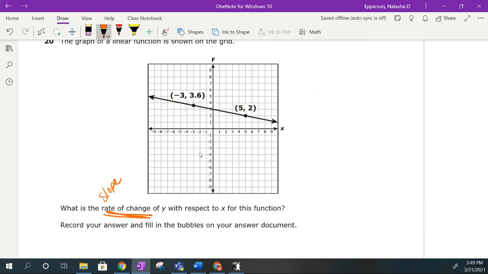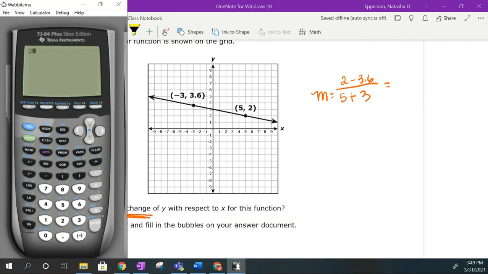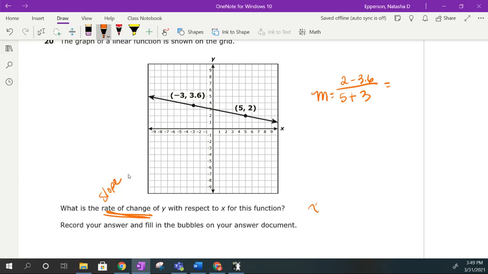So I'm going to go ahead and say m is equal to 2 minus 3.6 over 5 minus becomes plus 3. Okay, so I'm just going to use my calculator. I'm going to say 2 minus 3.6 gives me negative 1.6. We're going to divide that by 5 plus 3 gives me 8. So that becomes negative 0.2. So this is going to be m is equal to negative 0.2.